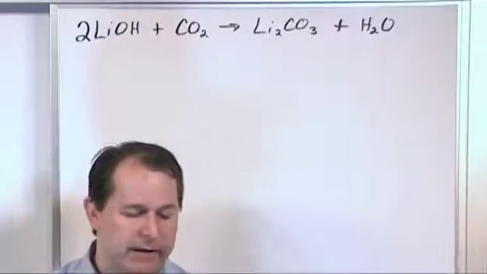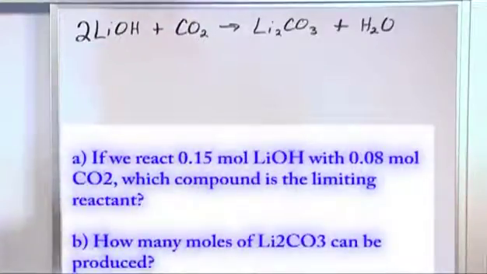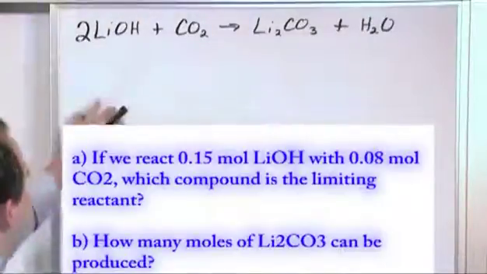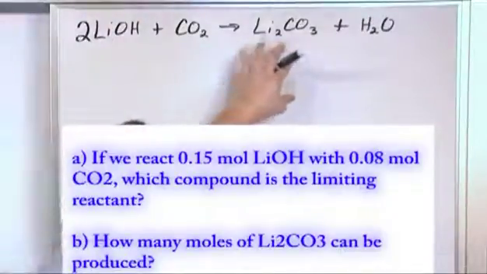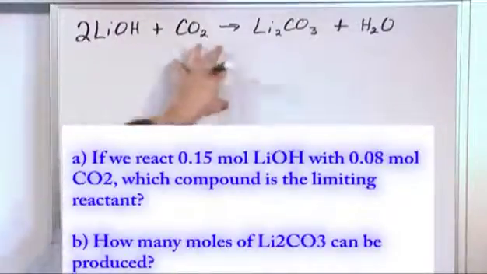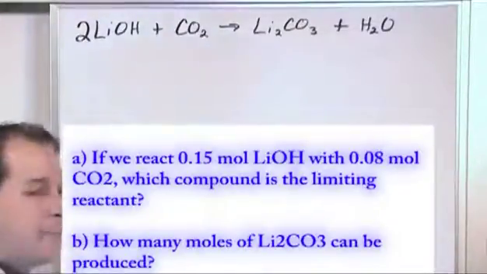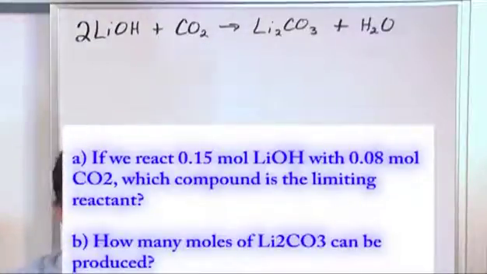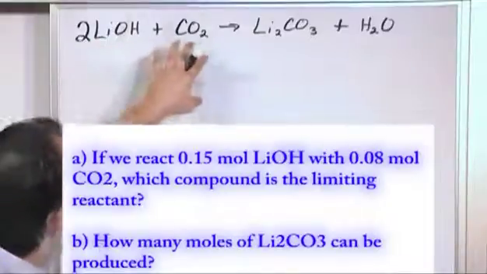Our problem says if we react 0.15 moles of lithium hydroxide with 0.08 moles of carbon dioxide gas, CO2, which compound is the limiting reactant? And the second part is how many moles of lithium carbonate, Li2CO3, can be produced. So without doing any math, think through what this problem is saying. What it's saying is that we have a reaction here. We know the stoichiometric coefficients that yield the perfectly consumed stuff on the left, yielding everything on the right. And we're given the amounts of what we actually mix together on the left-hand side. We have 0.15 moles of this, 0.08 moles of that.